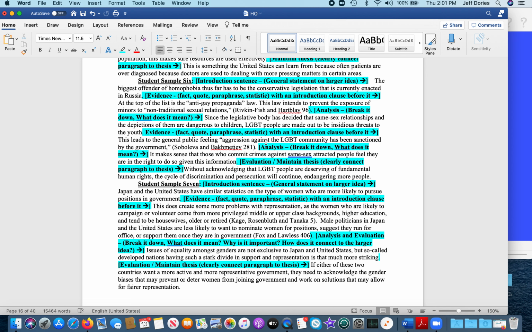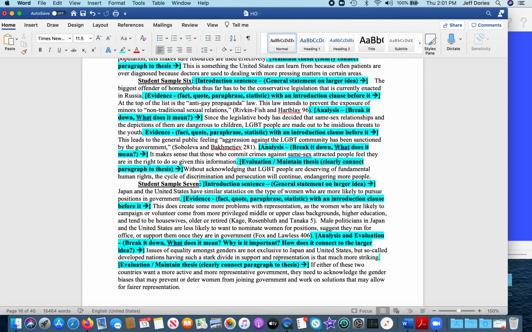Right? So let's see how she analyzes that. "It makes sense that those who commit crimes against same-sex attracted people feel they are in the right to do so given this information." I would say that could use just slight tweaks on that analysis, but I get what they're saying and it's close enough. Okay. So she presents the evidence, analyzes it as she goes. The only thing we need to see is if she connects it to the larger picture and maintains thesis.